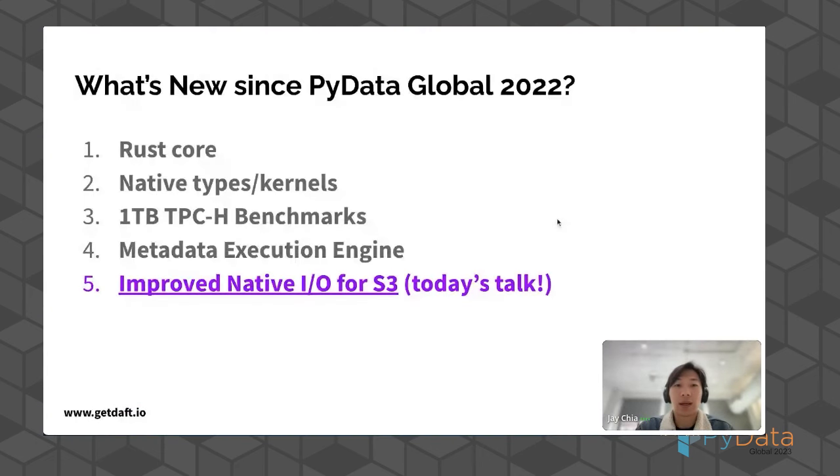Yeah, and today's talk is on what's new since last year. Since last year, we've built a lot of our Rust core internals in Daft, and we've seen tremendous speedups in Daft execution through that. We've built a lot of native types like images, tensors, embeddings, URLs, and operations on those types. We've also been running a lot of benchmarks. You can check out our blog to see how fast we run on 1 terabyte of the very typical database TPCH benchmark. And in today's talk, we're going to talk about how Daft has built up its I/O layer to pull data very efficiently from S3 and the cloud in general.